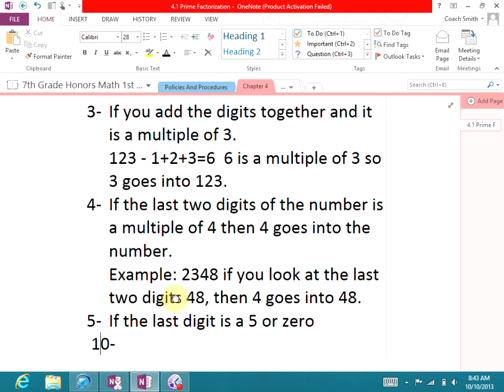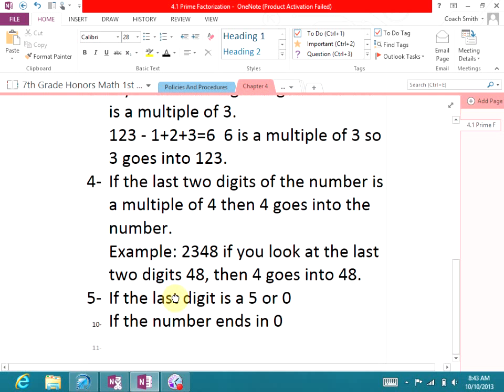Okay, for 10: for the number 10, if the number ends in 0. I don't really know why it shrunk my 10 down there, but it did.